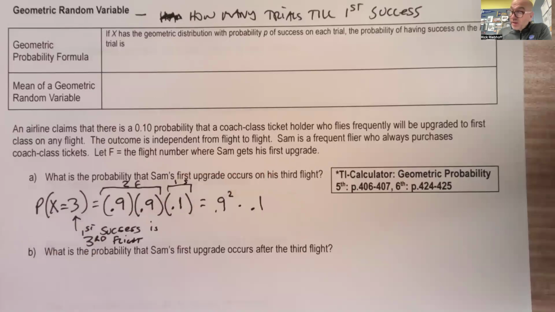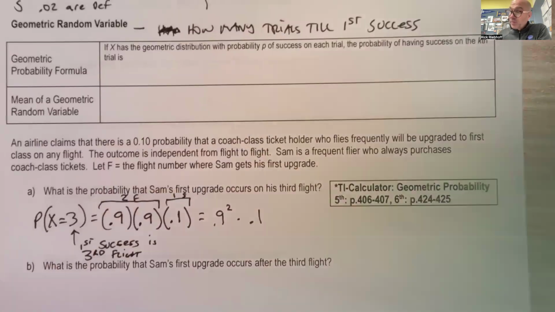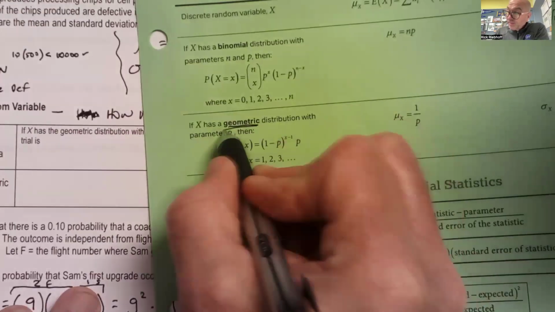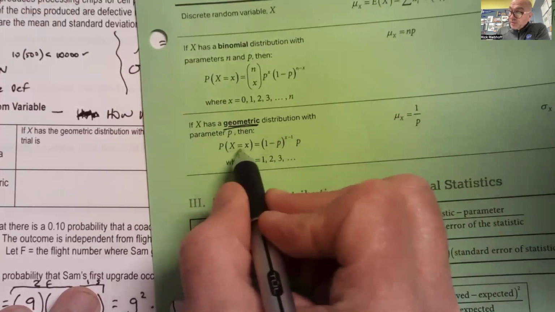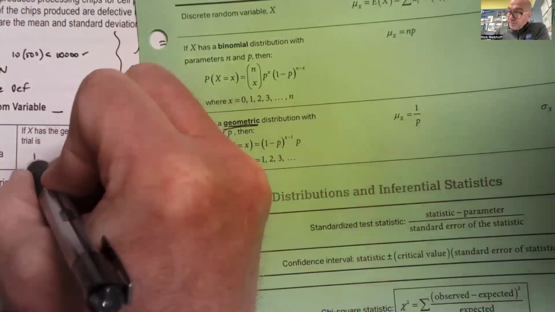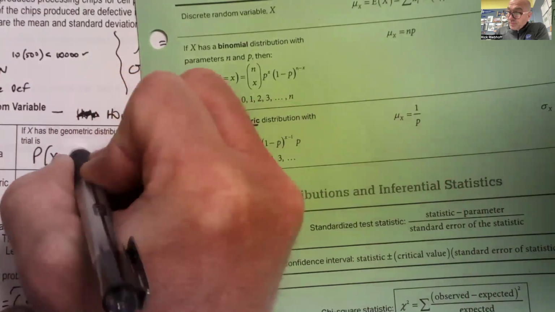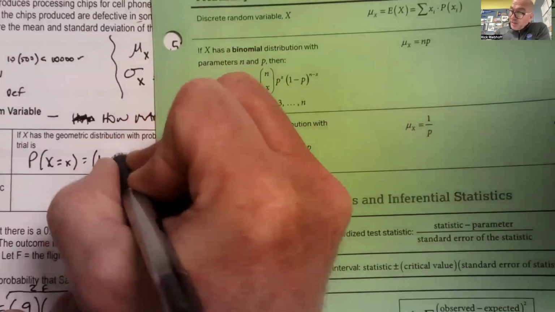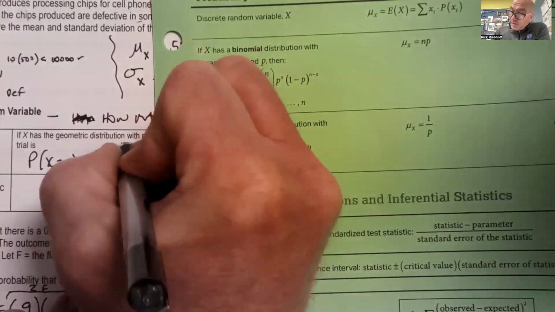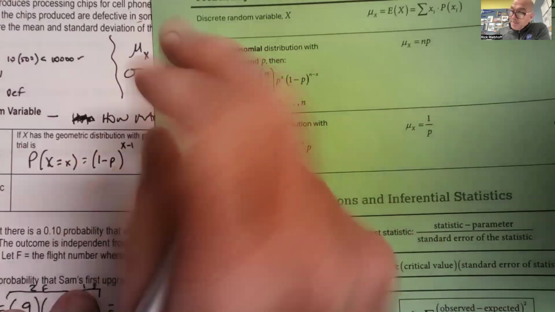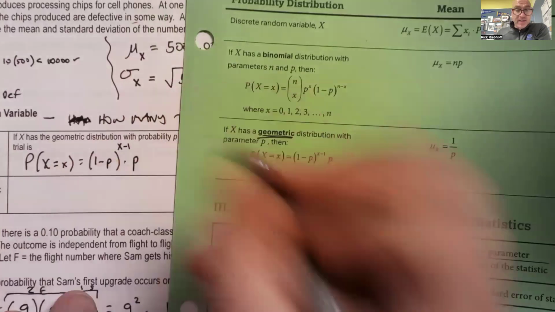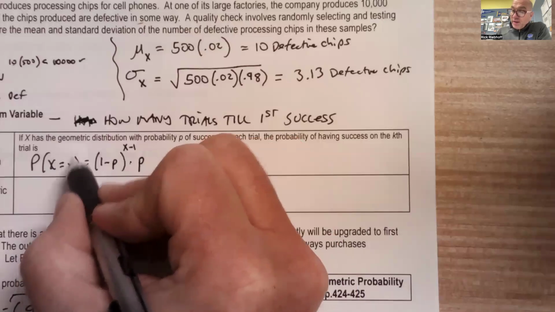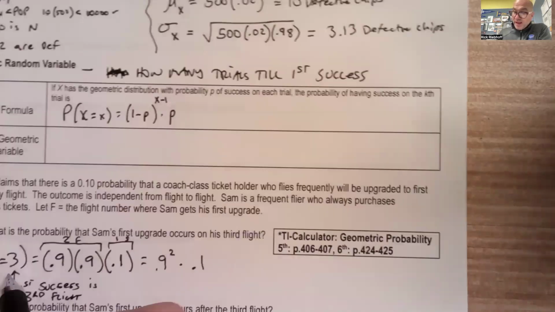Okay, so here's the geometric probability formula from what we have here. Let's write that in. So we see the word geometric here, right? The probability that X equals little x is equal to 1 minus the probability of a success, to the X minus 1, times the probability of a success. Well, how does that make sense? Well, if we say the third trial, like we did here, the probability X is the third.